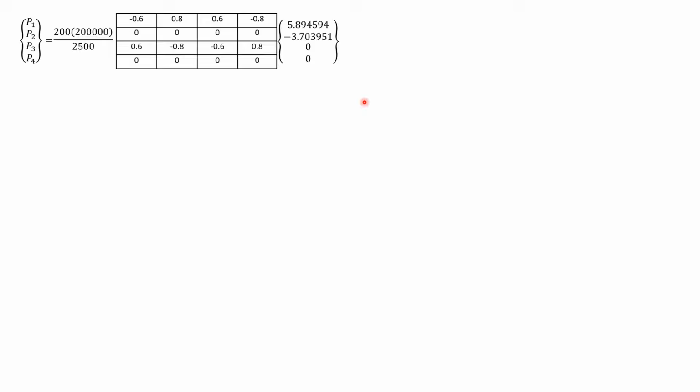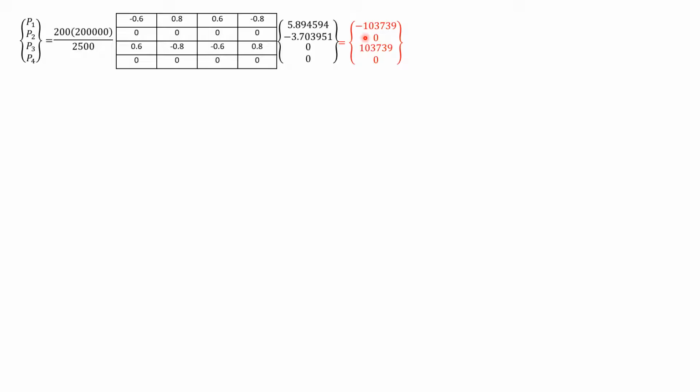Then there will be no fixed forces. So negative 0.6 times 5.894594 plus 0.8 times negative 3.703951, times this value here, because we have 0, 0 here, 0.6 times 0 minus 0.8 times 0, which will be 0. So the result, you just copy or evaluate the first row value. Then for the third row, you just make it negative of the first row.